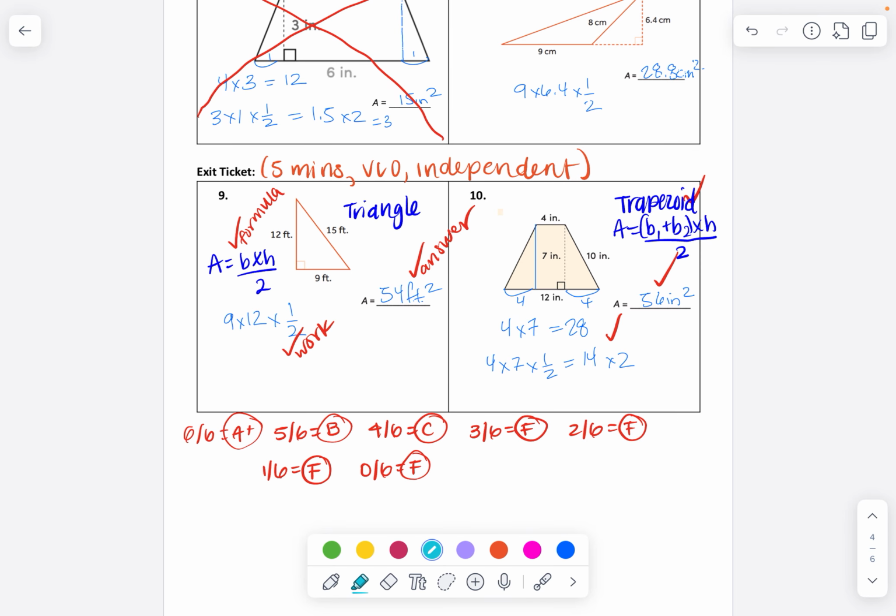We want to see one question around triangles. Did they use the correct formula? Did they show their work? Did they get the correct answer? And then the same thing for question 10 with trapezoids, total of 6 questions.